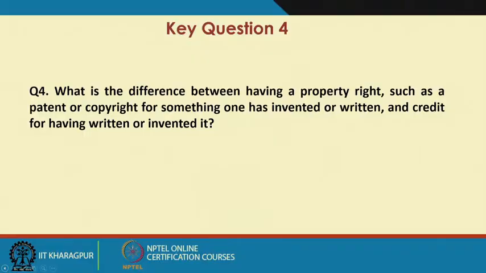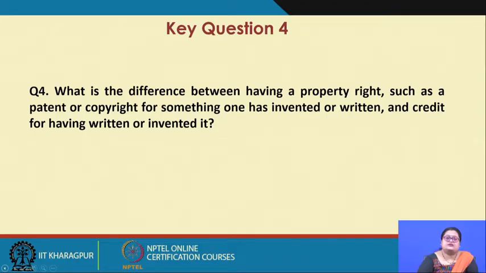We were discussing the key questions of intellectual property rights and some critical questions about it, the roles and responsibilities of the engineers regarding it. In today's key question, we are going to focus on what is the difference between having a property right such as a patent or a copyright for something one has invented or written, and credit for having invented or written it. So, we want to see if there is any difference between these two things.